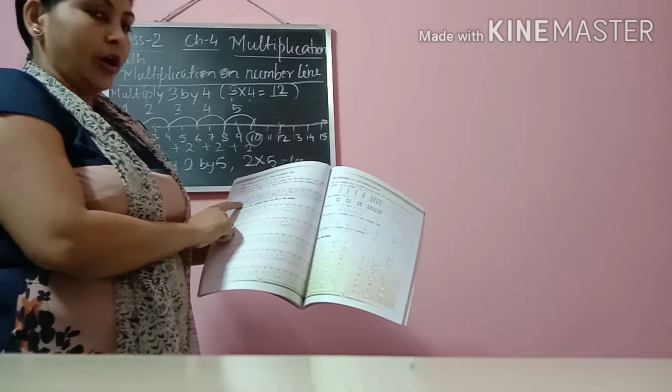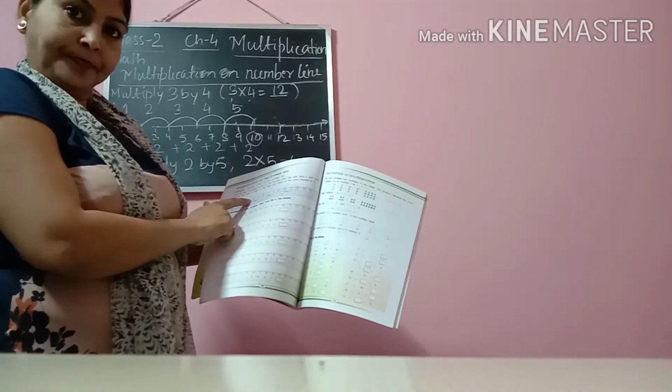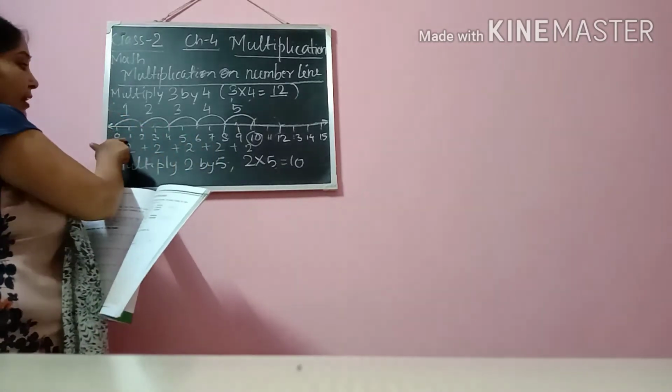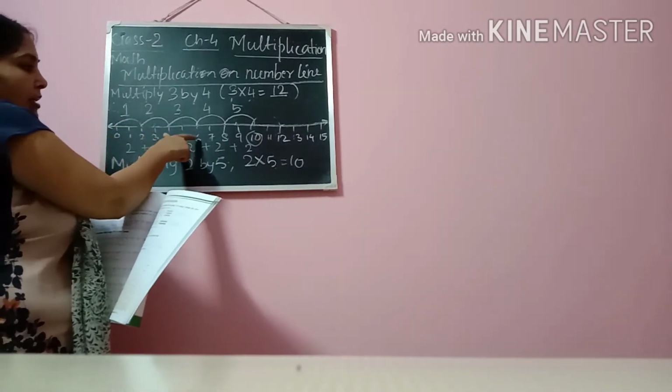So in the previous number also, here you can see page number 74. The first step or the first time, from 0 we have counted 1, 2, 3. 0 is not 1. From here it is 1. 1, 2. 1, 2. 1, 2.